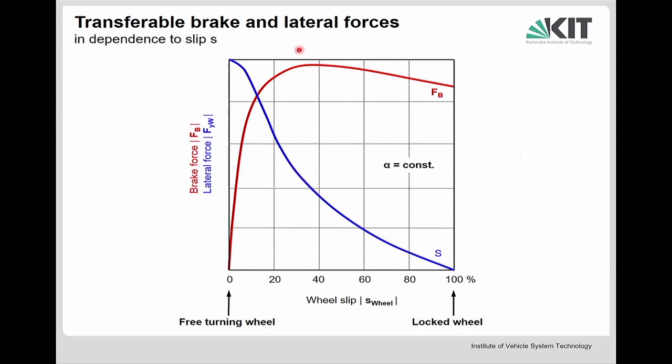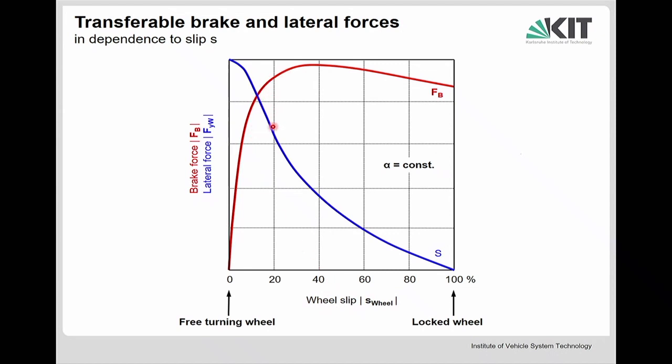So you can see if we allow a high slip in circumferential direction at the wheel, we reduce dramatically the side force which is transmittable. So we may lose control over the vehicle if we apply too high wheel slip. So we should always stay here in this area.